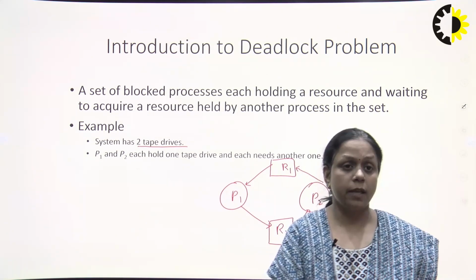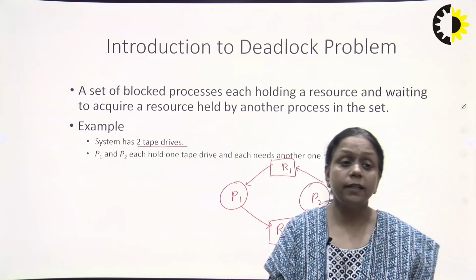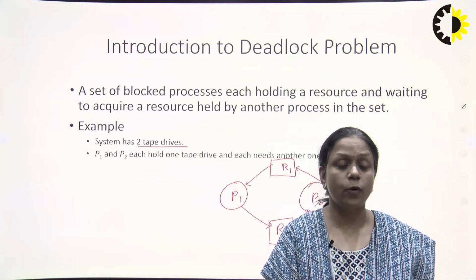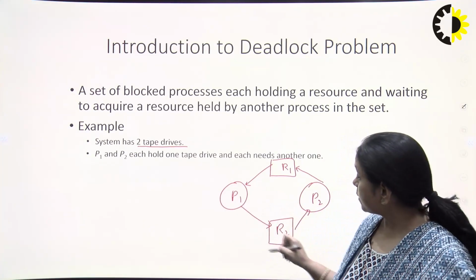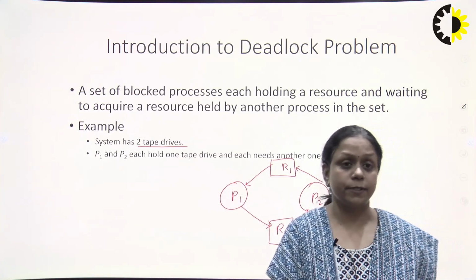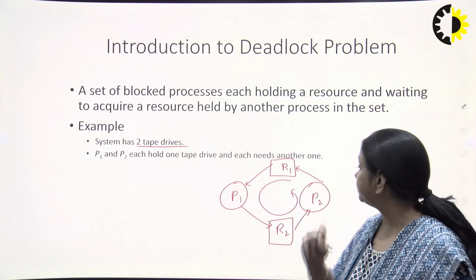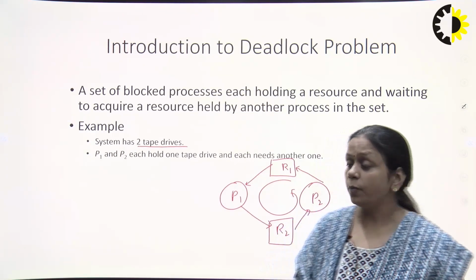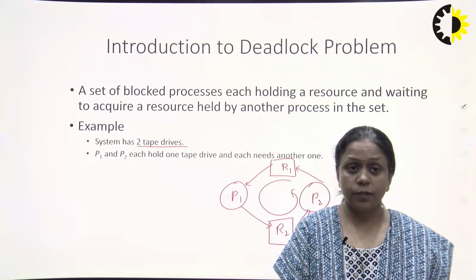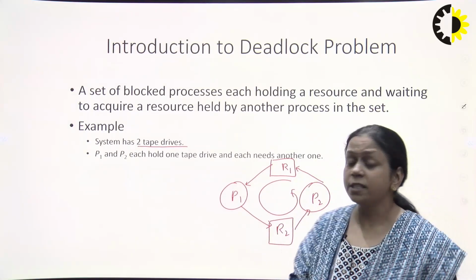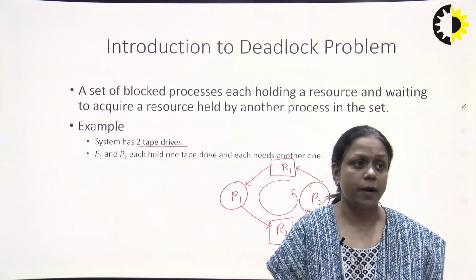So, you can see here each process is demanding another resource. One resource is held by a particular process and the other resource is demanded by the other process. So, you can see here there is a cycle between these processes because nobody wants to free the resource for the other process and nobody gets the resource which is demanded.